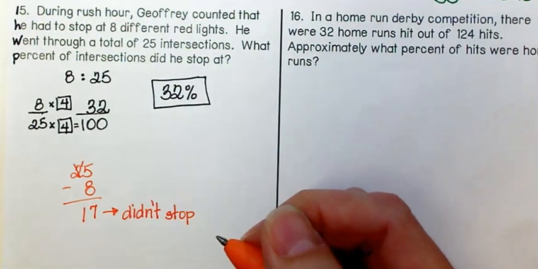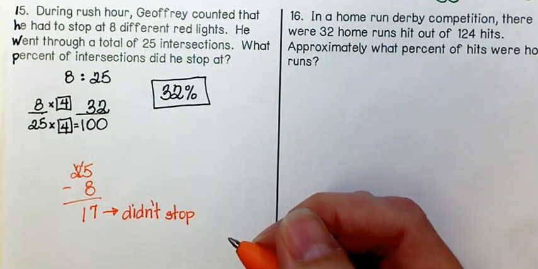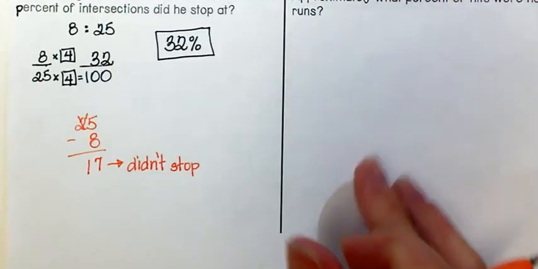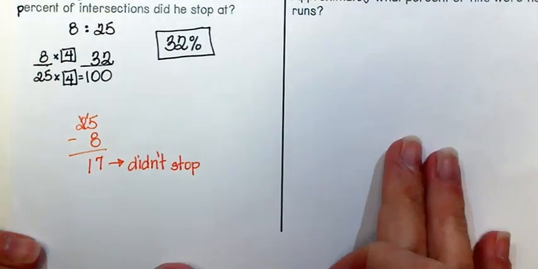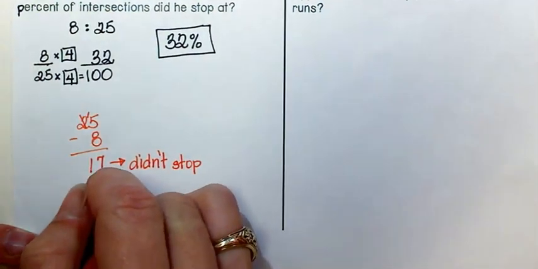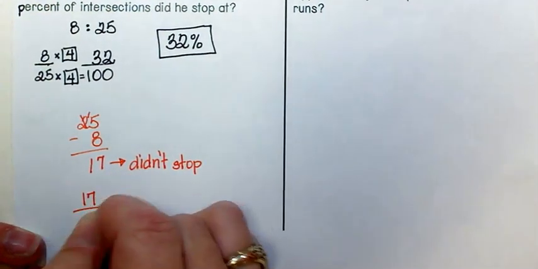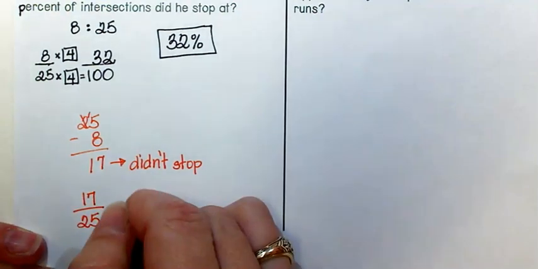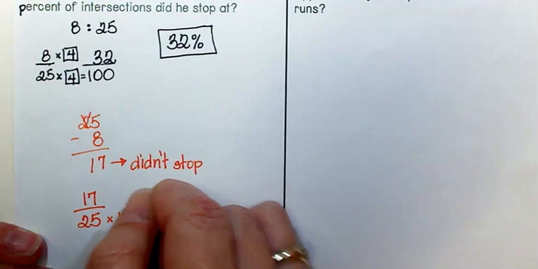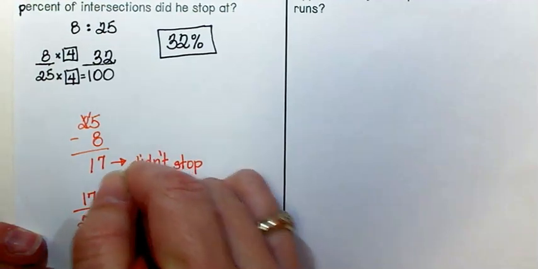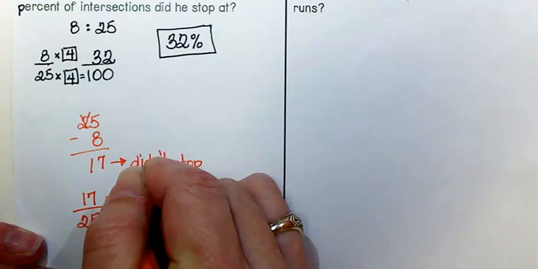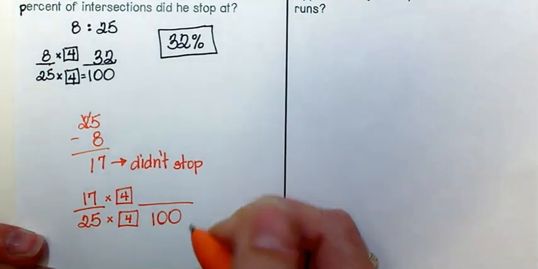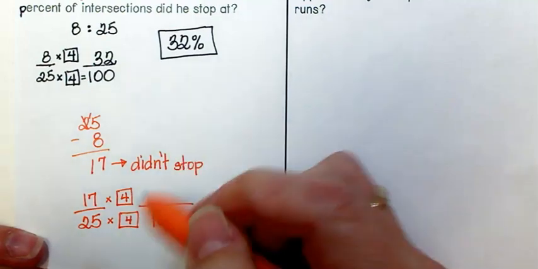Could I figure out what percent he did not have to stop at? And yes, you can. You can do it a couple of different ways. You can either say, you know what? He didn't stop at 17 of the 25 intersections. And you can still say, hey, times 4, times 4. And that's going to give you an equivalent fraction that'll tell you your percent.